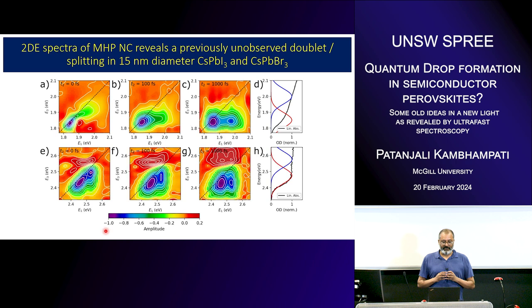So here we show the 2D spectra of two perovskites, one is cesium lead iodide, one is cesium lead bromide. The difference is unimportant. What matters is you see two peaks along the diagonal, and the upper peak relaxes. If you look at the two peaks, you'd say, I see two peaks in the 2D spectrum given by the red and the blue here, but I do not see them in the linear absorption spectrum. Here's the same for the bromide.